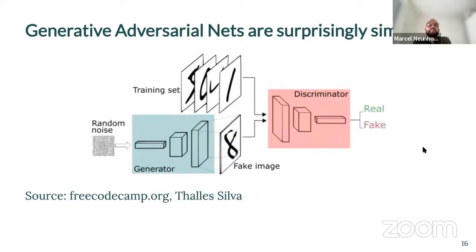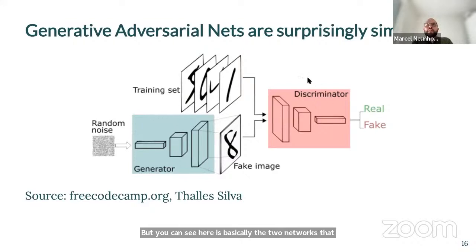So to look at it in a bit more visual terms, what you can see here is basically the two networks that we need, the generator here and the discriminator here, and all the inputs to those two networks. So the generator only really gets random noise as input, and you will see in our coding exercise that it is really just random noise.